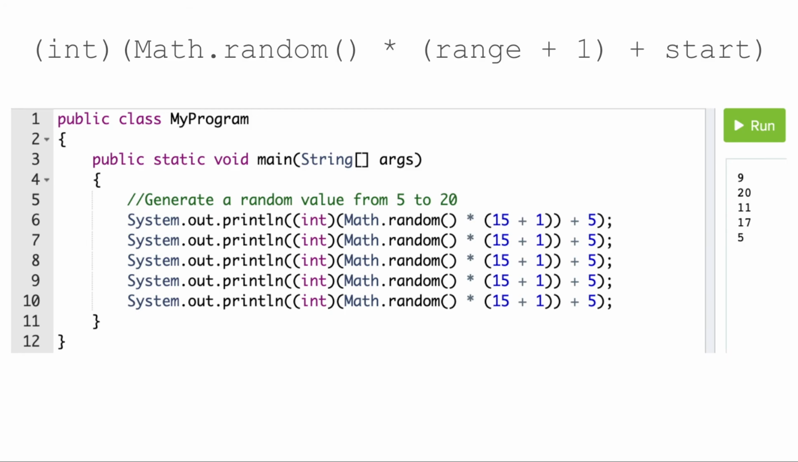Can you find a pattern between the start and range values? What do you think might happen if you didn't add 1 to the range? Try using the language of inclusive or exclusive.